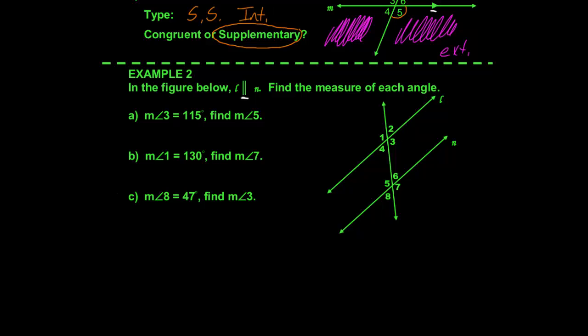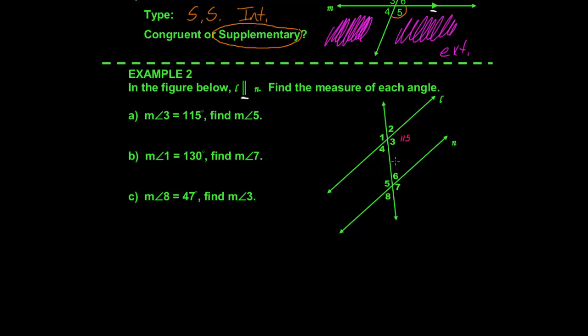All right. So now we're having to dig a little bit deeper. It tells us the measure of angle 3 is 115. I'm going to write this down right here. For this example, don't write the rest of them because they will change. But the measure of angle 3 is 115, so let's find 5.